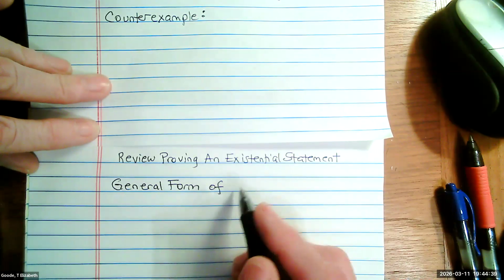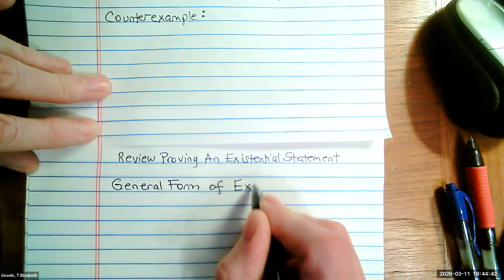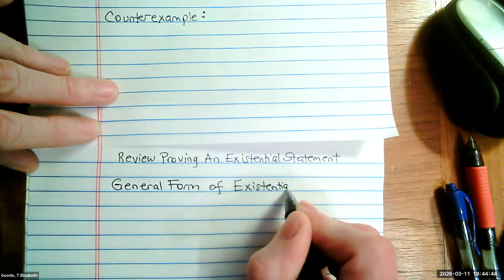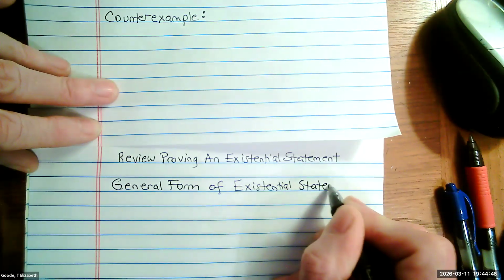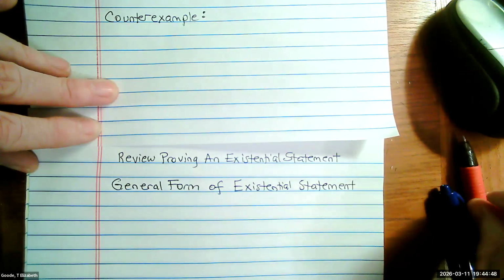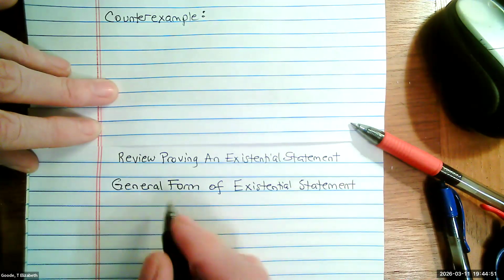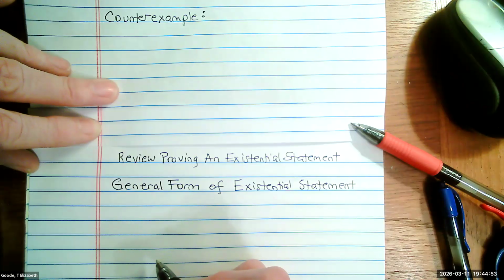But let's just review the general form of an existential statement. I'm getting a big storm here. There's a tornado watch here in Baltimore, so I hope our internet holds on.